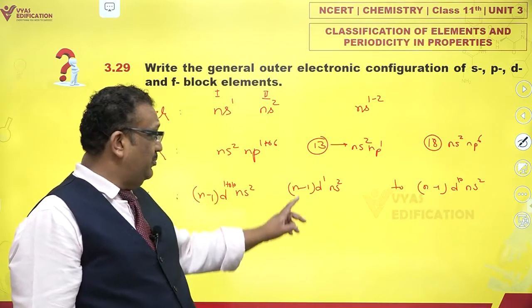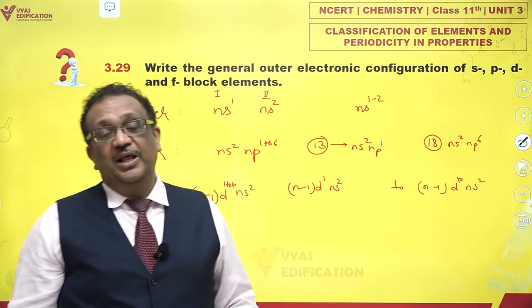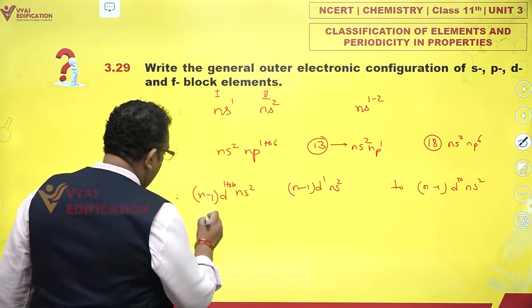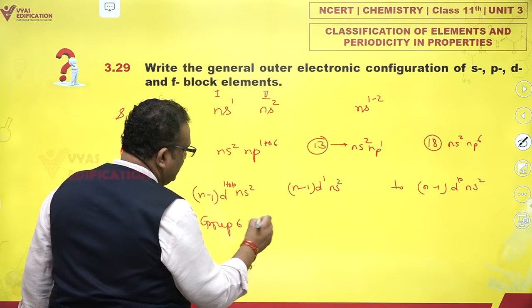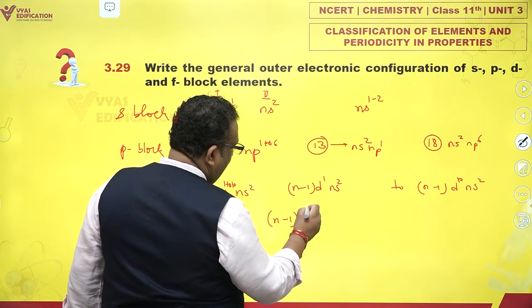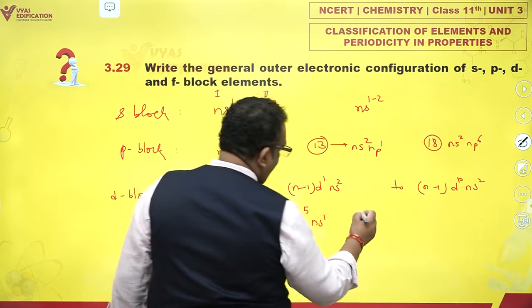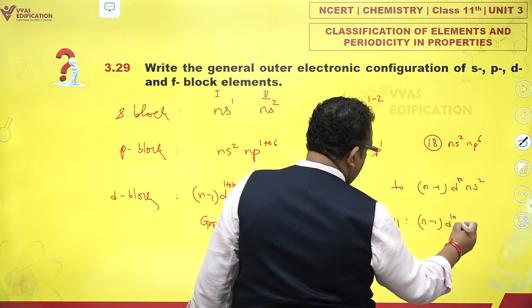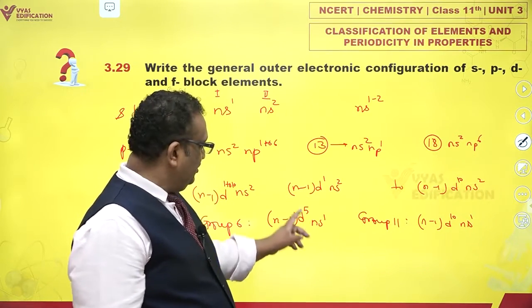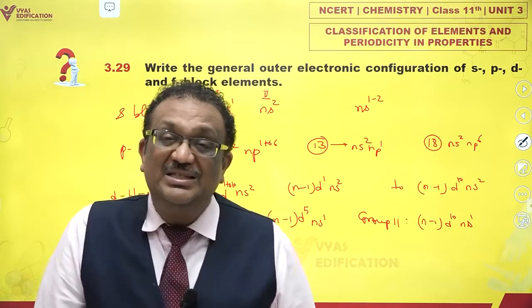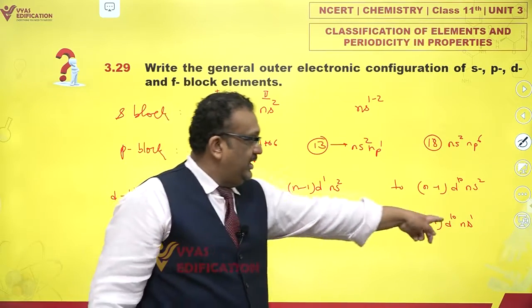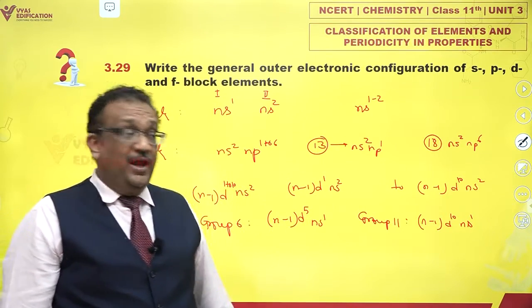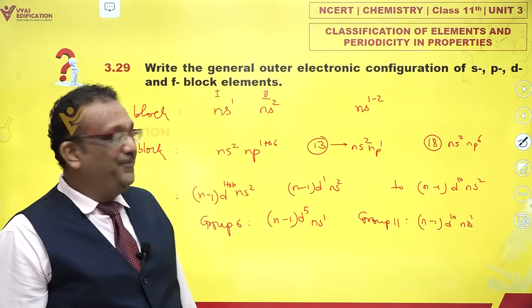There are rare exceptions. Sometimes it becomes ns1, and that too for groups like group 6 and group 11. So for group 6, you have (n-1)d5 ns1, and for group 11, you have (n-1)d10 ns1. Extra stability of half-filled and fully filled atomic orbitals changes their general configuration, and you have ns1 instead of ns2. But other than group 6 and group 11, this is the common configuration of D block. And for 6 and 11, these are the configurations generally.